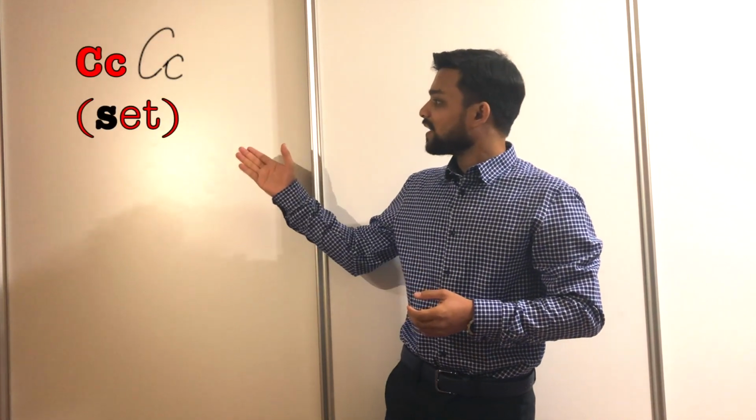Next letter is P. P is pronounced as P in pet. Next letter is R. R is pronounced as R in rolled. Next letter is S. S is pronounced as S in set. So the next letter is T, which is pronounced as T in top.